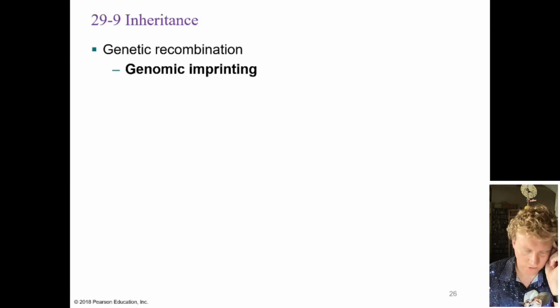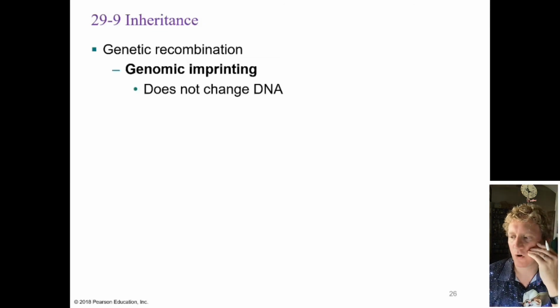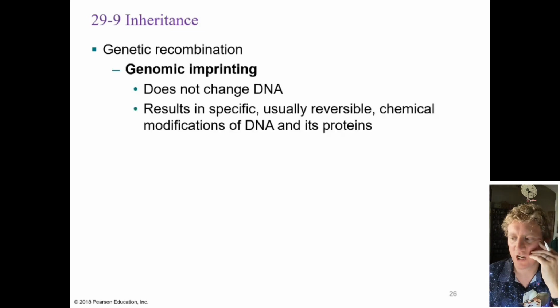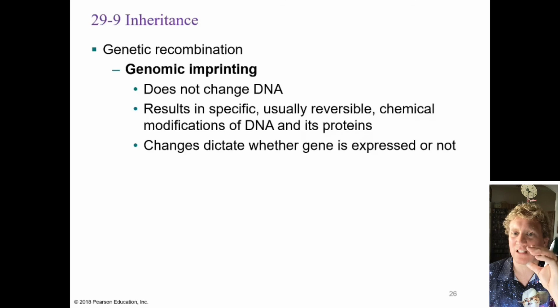What else? We're still talking about genetic recombination. So genetic imprinting is a phenomenon. Your DNA doesn't change, but you have reversible modifications to the DNA and its proteins, not the actual sequence of the DNA itself. This is going to determine whether a gene is expressed or not. So we haven't changed the actual structure, we're changing how we read it. We're changing the instructions of the book.